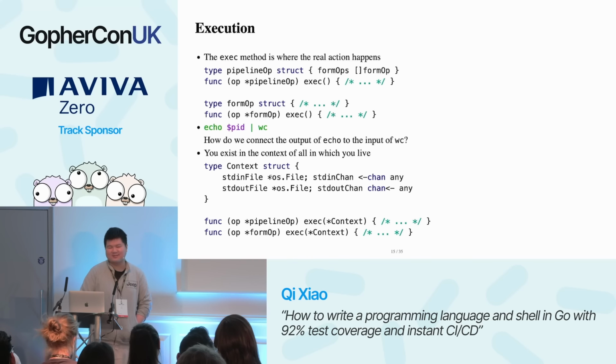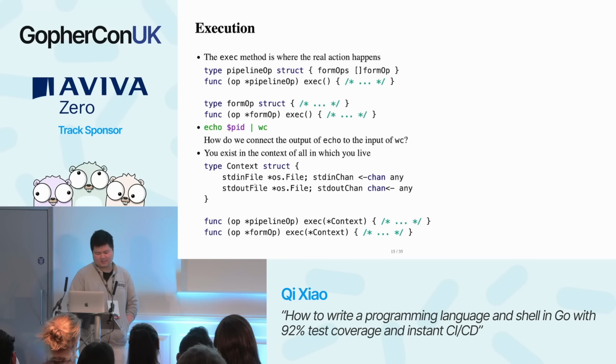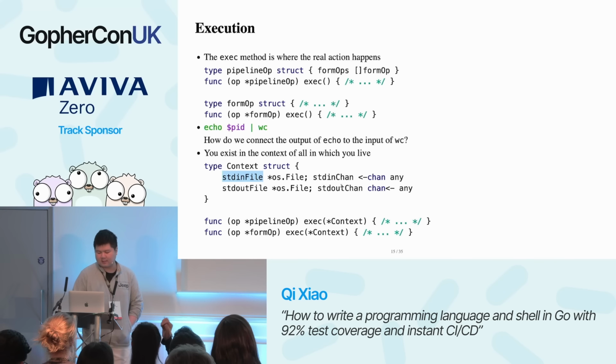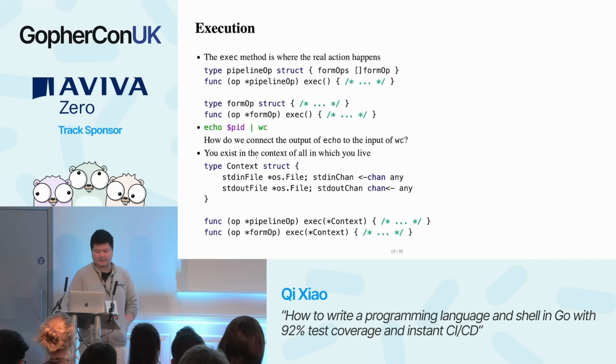And this is a simplified version of the context. Because Elvish supports value inputs and value outputs, but it also supports the traditional kind of byte inputs and byte outputs, the standard input is actually a pair of fields. There's a file, but there's also a Go channel. And the standard output is also a file, but there's also a Go channel. The standard input is just for reading, standard output is just for writing. And all those methods will take the context as an argument instead of taking nothing.